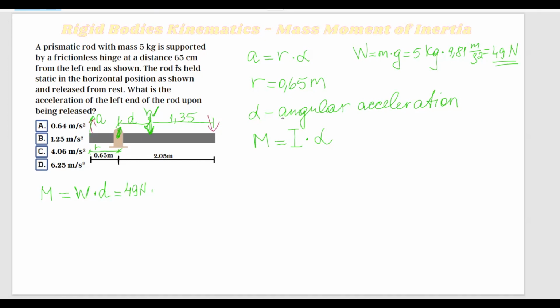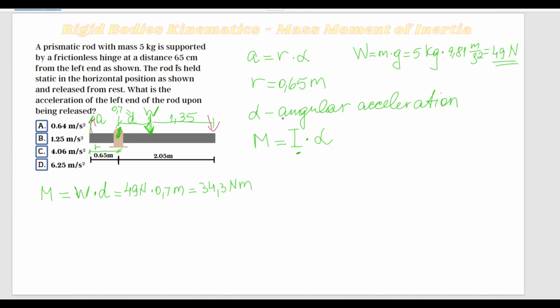So in order to find out D, we have to take 1.35 and subtract 0.65. I'm getting that D is equal to 0.7 meters. So I'm getting that the resultant moment is 34.3 newton meters. So now we have the moment.